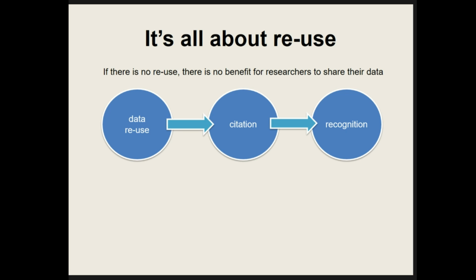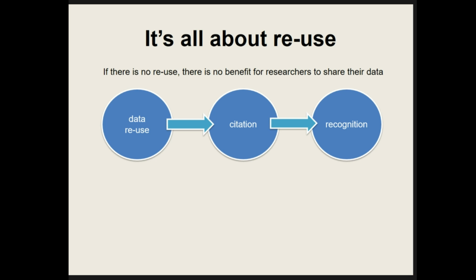Actually it's a matter of recognition, and in the beginning, it's all about reuse. If there is no data reuse, there will be no citation of your data and no recognition. That's basically what data papers are about. For instance, with the Archaeology Data Journal, when you push some data on it, it provides statistics about downloads, citations, and so on, so that you could have recognition for it.